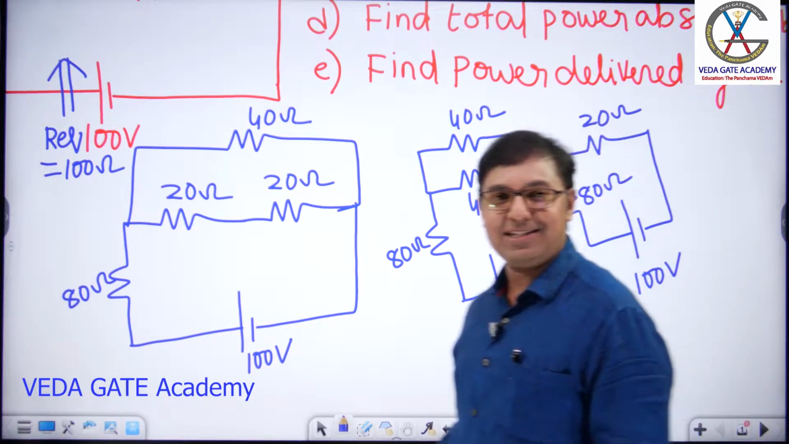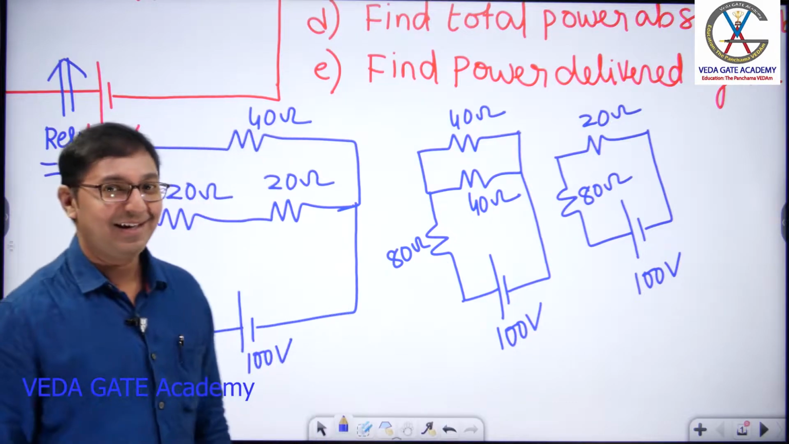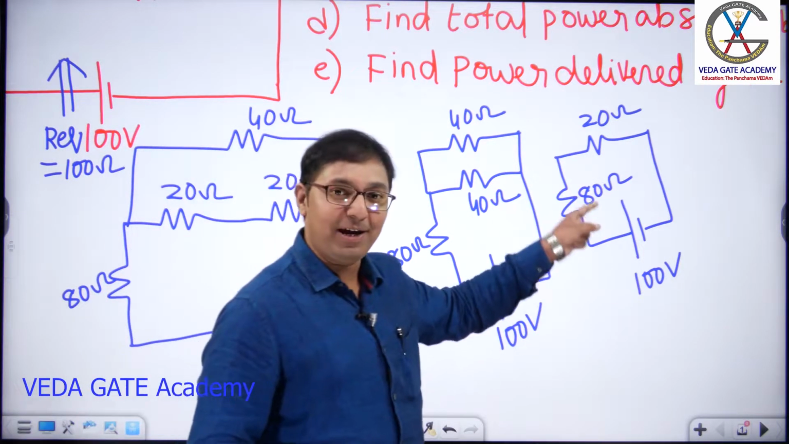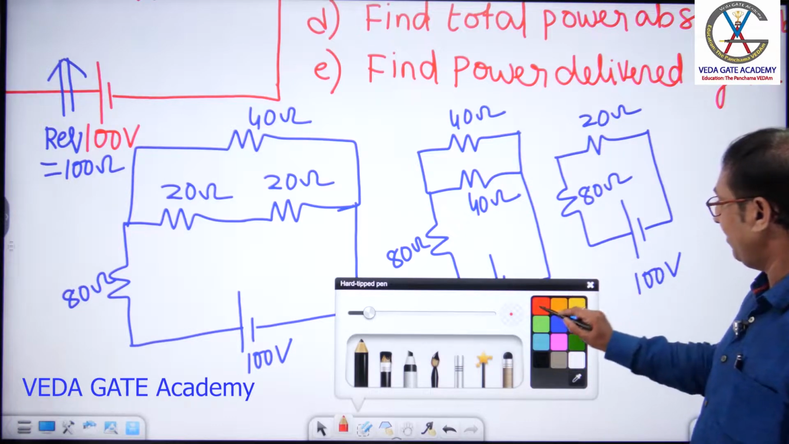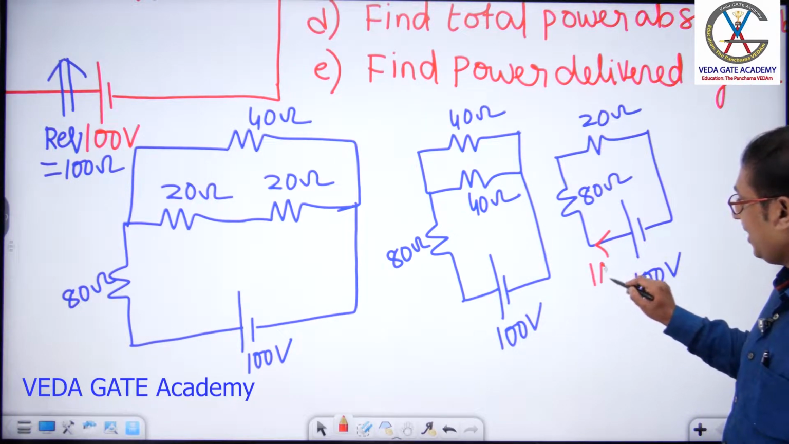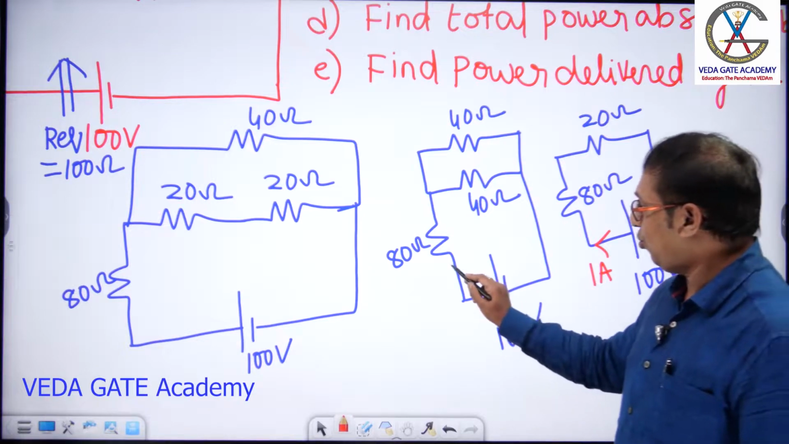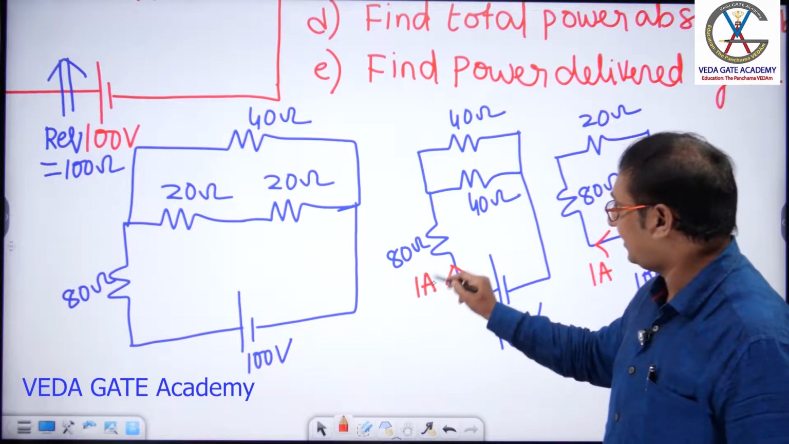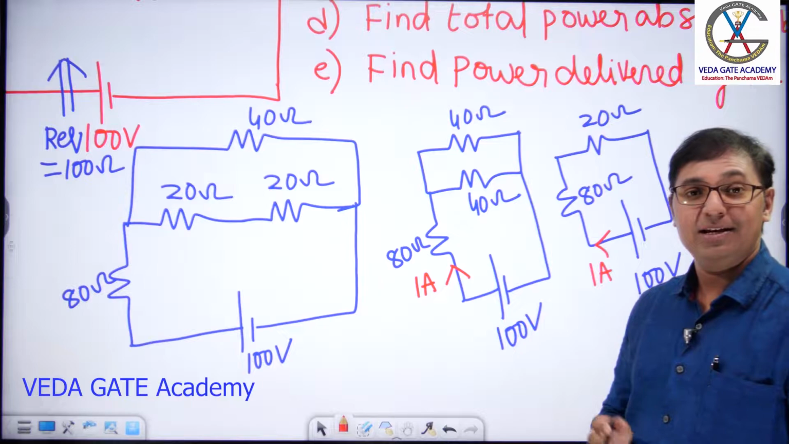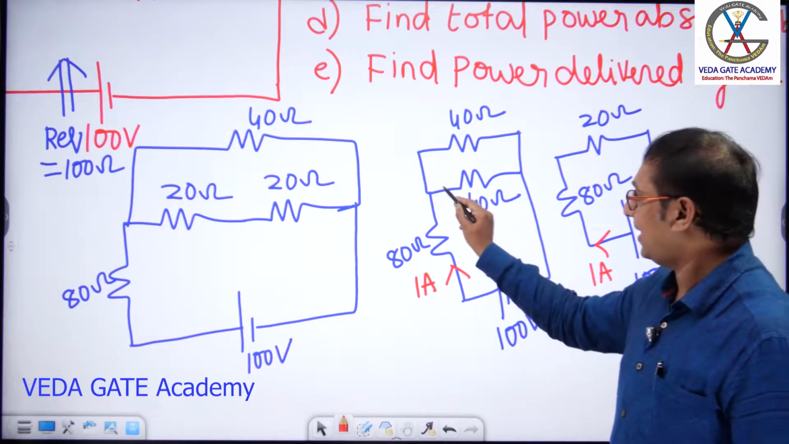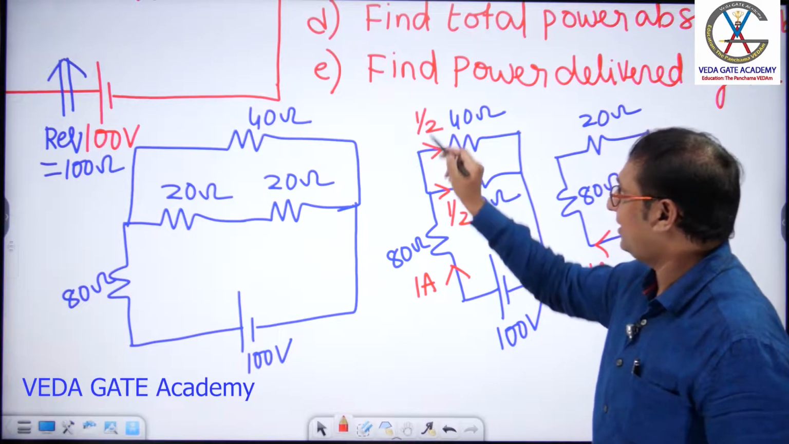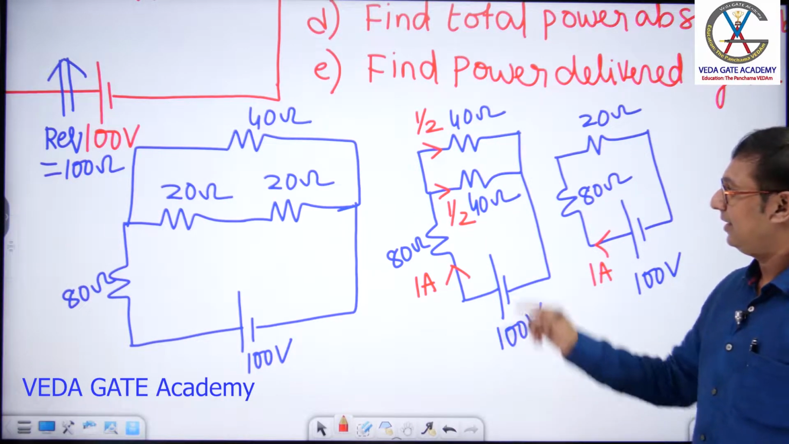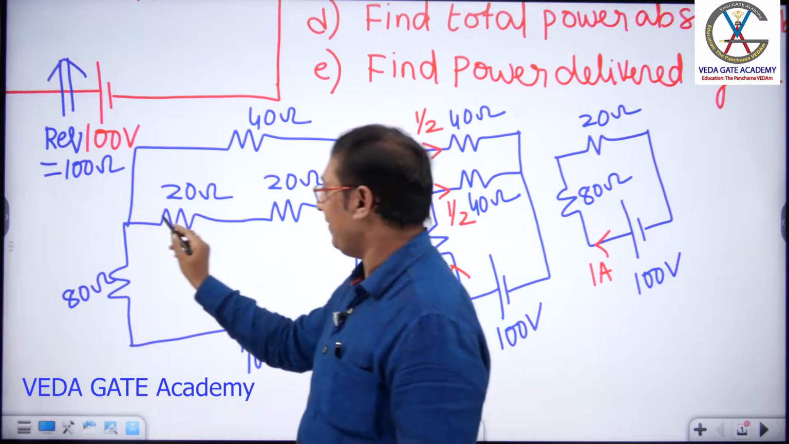What is the equivalent resistance seen by the source? It is 100 ohms. 100 volts by 100 ohm. How much current comes out of the source? 1 ampere. So 1 ampere current comes like this. This is 40, this is 40. Parallel circuit. Happily we can apply current division. What is the current here? Half ampere. And what is the current here, sir? Half ampere. Now 40 we can split into 20, 20 in series.